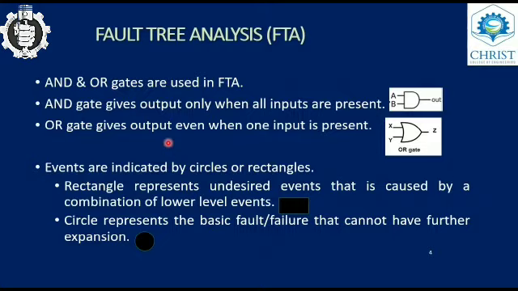And the events are indicated by circles or rectangles. A rectangle represents an undeveloped event that is caused by a combination of two lower events. So in the case of two lower events being present, we use a rectangle for the combination. In the case of a circle, it represents a basic fault or failure that cannot have further expansion, that means the end. So don't forget the figure: AND gate, OR gate, rectangle and circle.